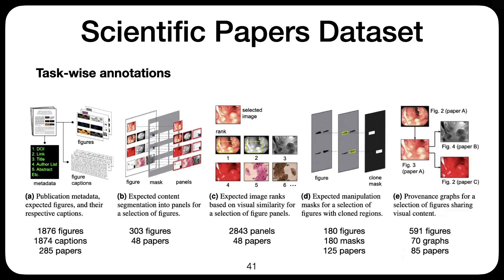And finally, for provenance, we need the graphs. So we took 85 papers, read the rejection notices that explain reuse, and then we built 70 graphs. And the 70 graphs involve 591 figures. So these graphs explain how one paper uses the image of another paper that may use one from another one, and so on. So we have these graphs explaining usage. And this is what we are making available. So a data set of these annotations.